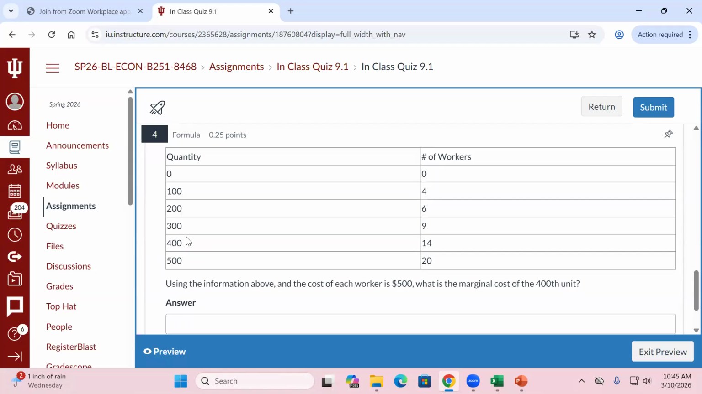So I need 5 more workers. Each one costs me 500. The change in my total cost is 2,500. Divided by that change in output of 100 would give me what? 25. So that's connecting. We can look at the number of workers, thinking about the marginal product of labor, connecting that to our marginal cost. So what we're going to do next class is walk through some similar relationships of average costs and our marginal costs. We're then going to break down these costs into both fixed and variable costs.